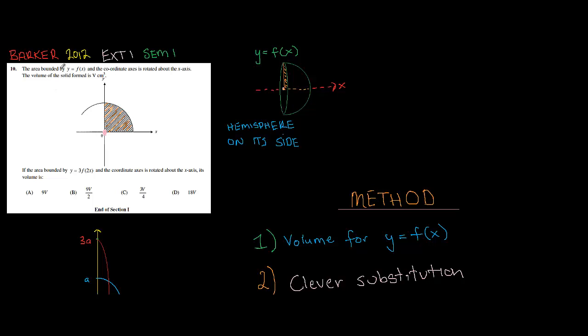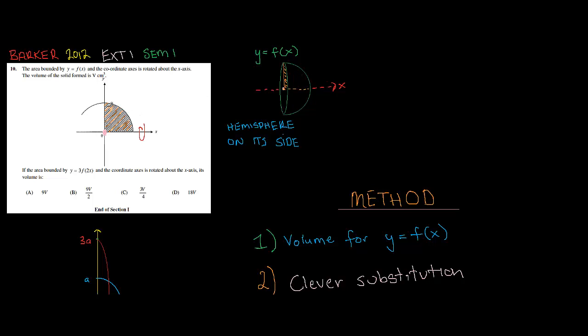So the question is, the area bound by this curve y equals f of x and the coordinate axes, so the x-axis, the y-axis, and this curve here, just this shaded region, is rotated about the x-axis. So we rotate this shaded area about the x-axis, and the volume formed is V centimeters cubed. And I've drawn a picture over here of what you might expect to see.